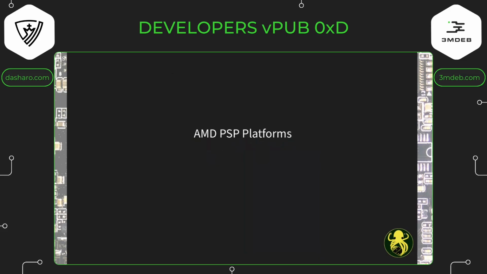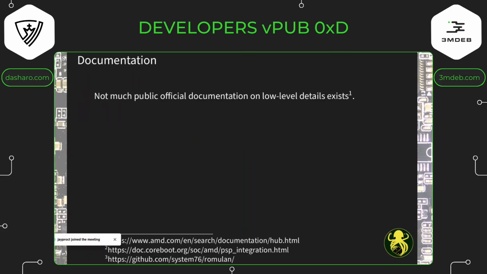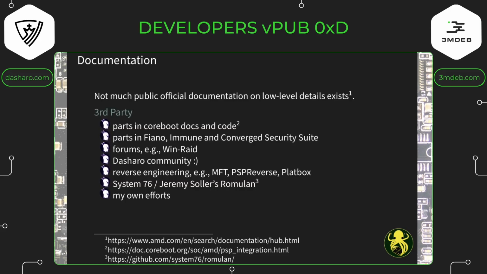About the PSP platforms, there is one tiny issue I need to start with, and that is there is actually not that much public official documentation. If you look at AMD's website, they have this documentation hub. I put the links down here. There is a bunch of information, but unfortunately not how you would parse a firmware image, what the components in there are, and how they work. That is unfortunately not what you find in there, but we're lucky.